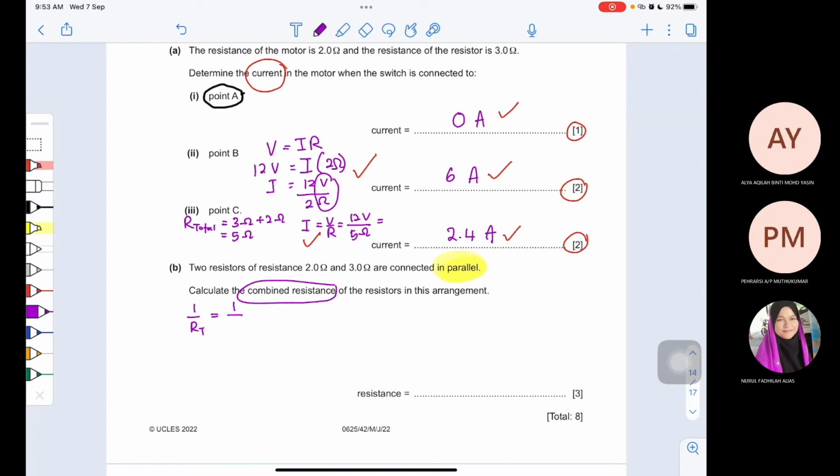Okay, so you just write 1 over R total equals 1 over 2 plus 1 over 3. And tekan saja calculator. What do you guys get? Okay, kita dapat 3 plus 2, 5/6. Yeah.